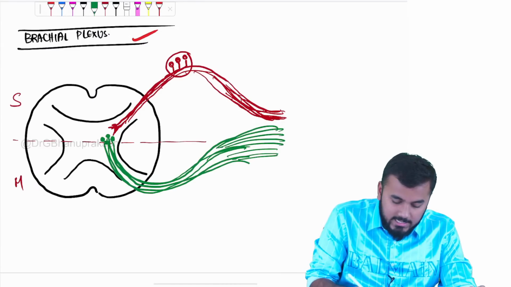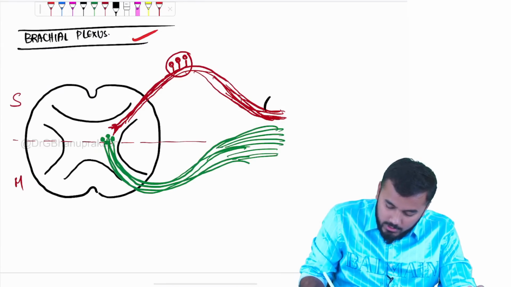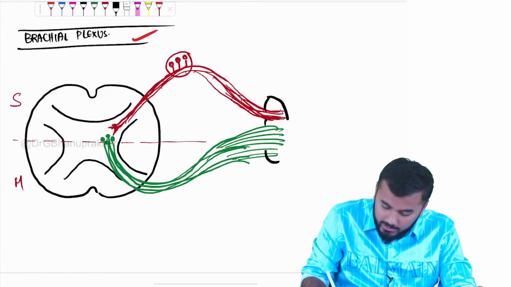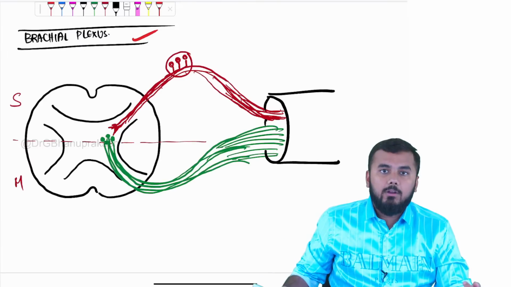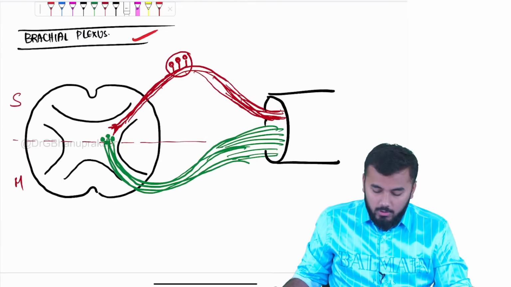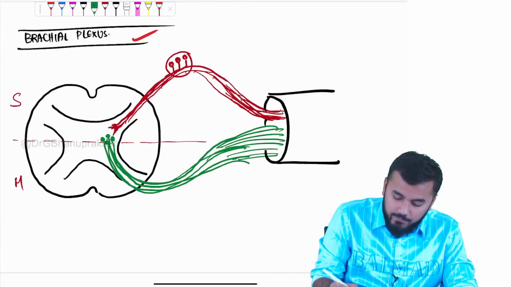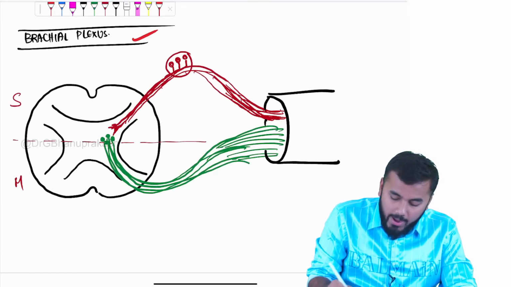Now all the sensory as well as motor nerves join together and enter into a specific canal called the spinal canal. Spinal canal, right? So this part which I've drawn here is called the spinal nerve.